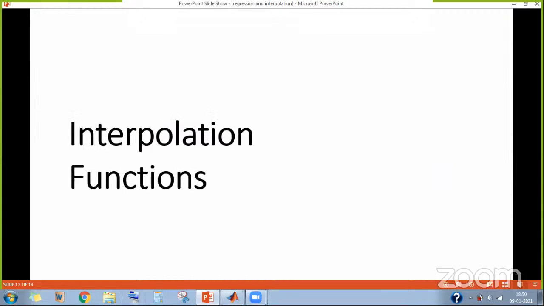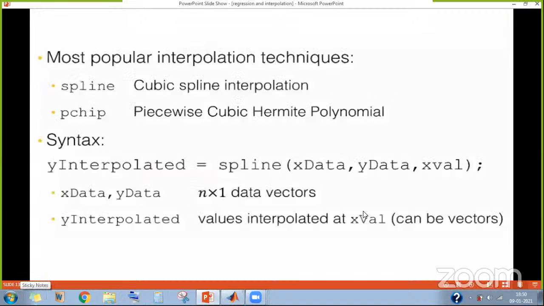Next is interpolation functions. MATLAB has various functions for interpolation, but today we'll be looking into spline and pchip. Spline is also known as cubic spline interpolation. Given data points, it tries to create a smooth curve for them. And pchip is known as the piecewise cubic Hermite polynomial. It also tries to cover the data points with a curve, but it is slightly different from spline. It's not smooth; it tries to keep monotonicity. We will learn that when we do the plotting.